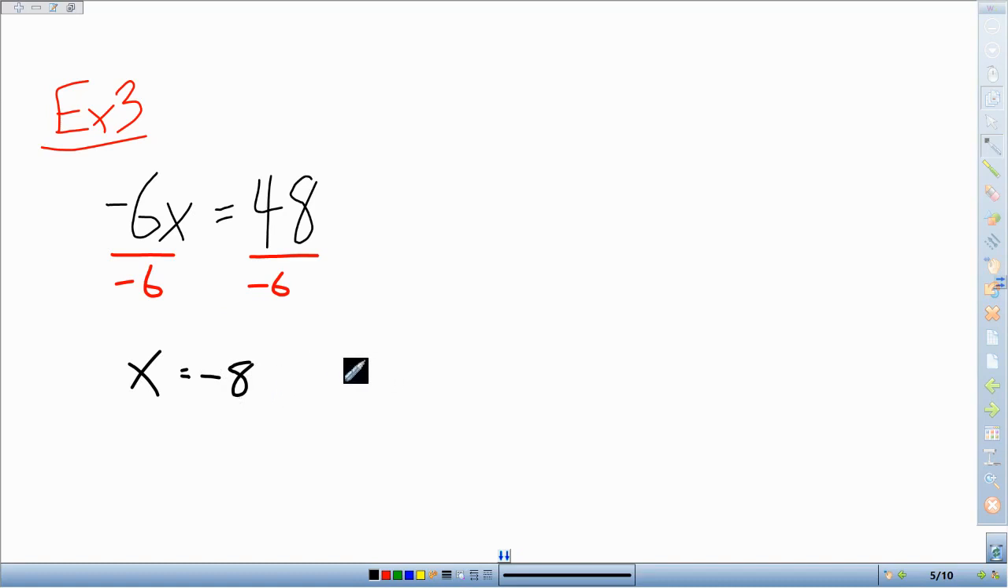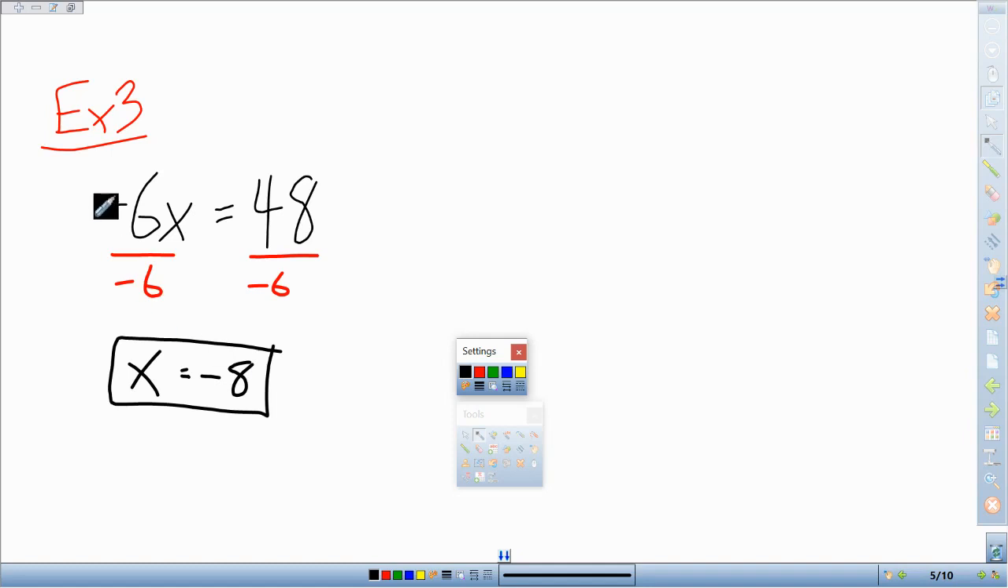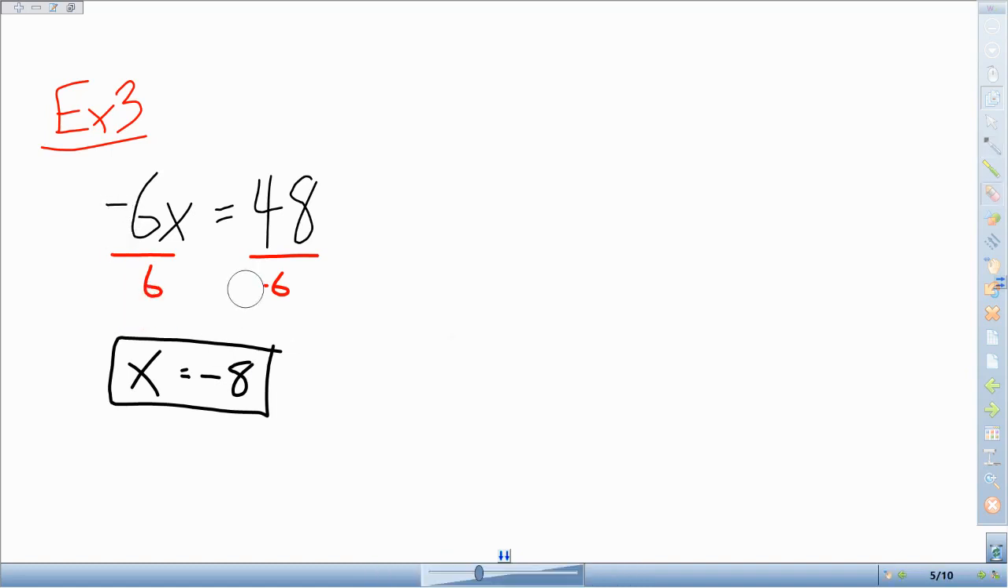Just one thing, small little mistakes I see every so often is when people see negative 6, I'm going to divide, and they'll divide by a 6, like this, right? Because they're thinking, oh, I need the opposite symbol. No, it's opposite operation. If you are multiplying by a negative 6, you're going to divide by a negative 6. So try not to get that confused.